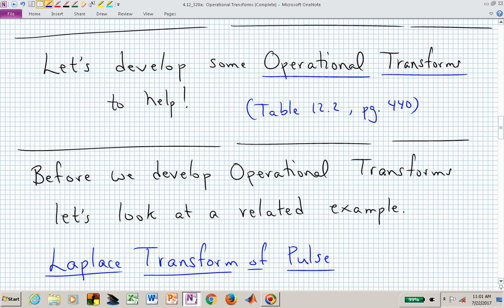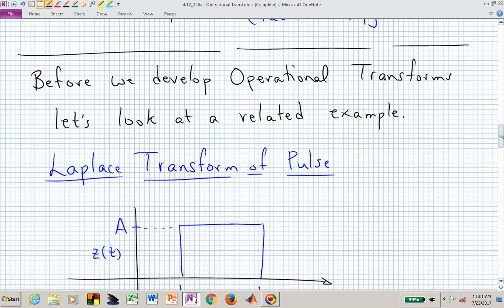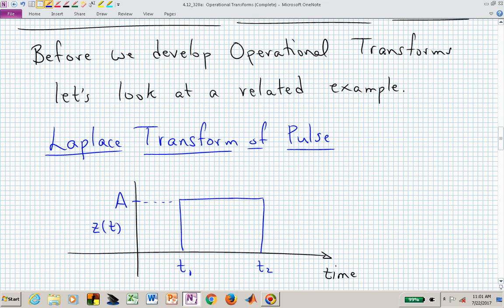Even before we start talking about operational transforms, let's look at a related example, and that is this particular signal or waveform that's traditionally just called a pulse. Here we have a pulse of amplitude A. It starts at time t sub 1 and it finishes at time t sub 2. We would like to see, can we find its Laplace transform? We haven't had anything like this in the left-hand column in our transform tables necessarily, but can we produce the Laplace transform of this by simply connecting this z of t to more standard signals that are in the left-hand column of your transform tables?